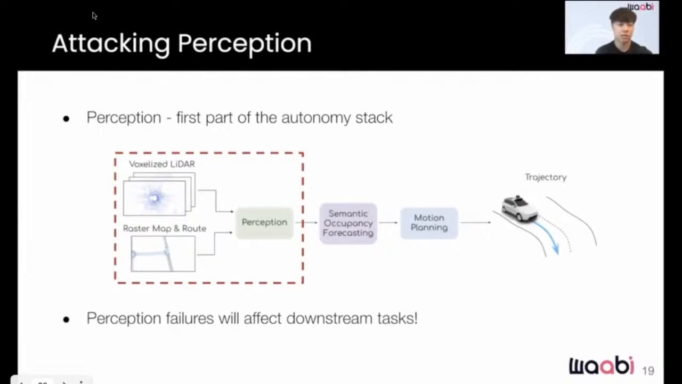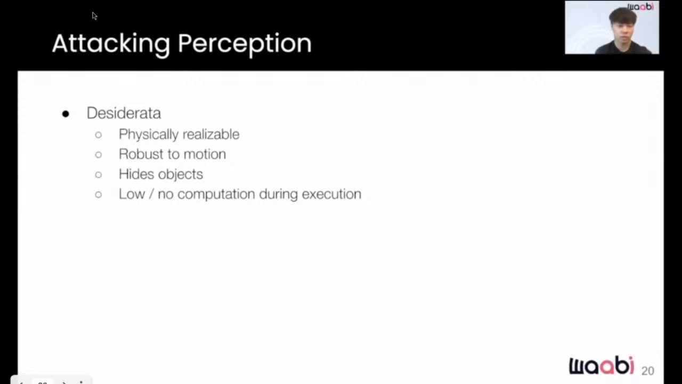What are we looking for when we design these attacks? First, the adversary has to be physically realizable to be a real-world threat. Second, the adversary should be robust to motion, as everything is moving relative to the ego vehicle. Third, the adversary should hide objects, as colliding onto unseen objects is the most dangerous outcome. And finally, the attack should not require too much computation during execution.